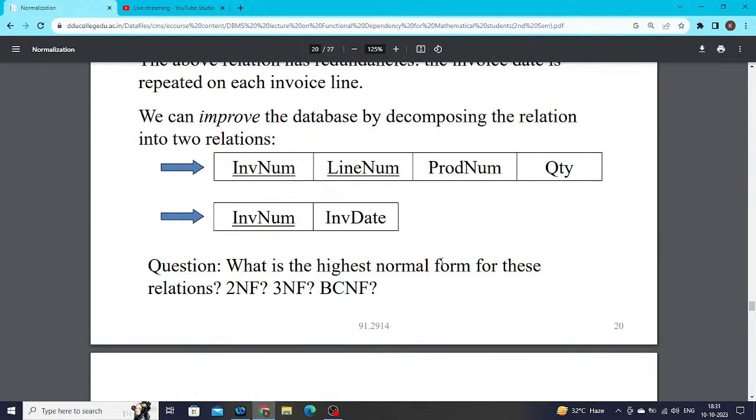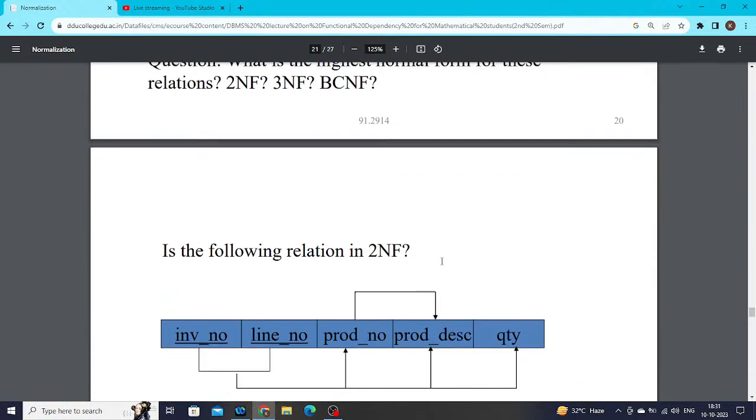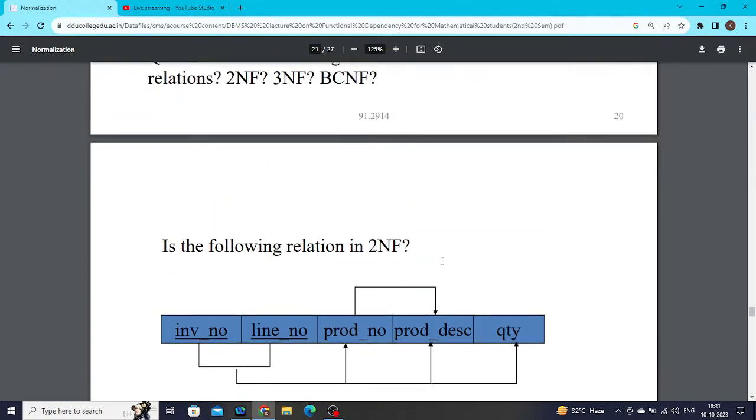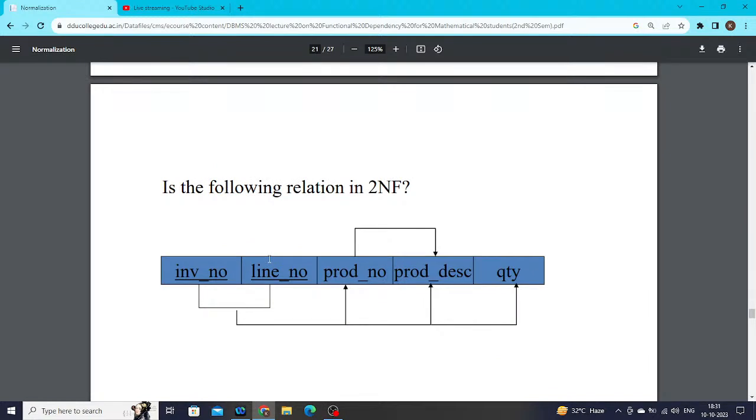So the question: what is the highest normal form for this relation? Is the following relation in 2NF? BCNF is the highest, so we have to fulfill the BCNF conditions. Is the following relation in 2NF? Yes, because the partial keys are dependent on the candidate key. INV number and line number are both candidate keys, fulfilling that condition.